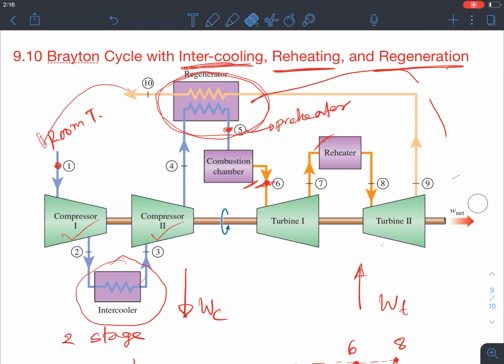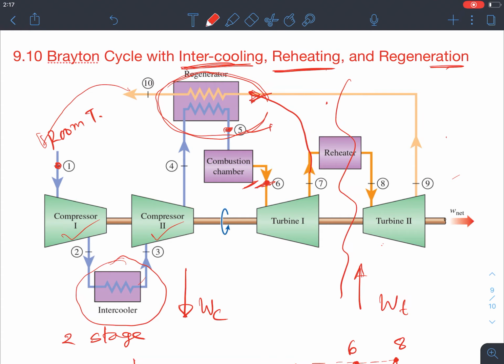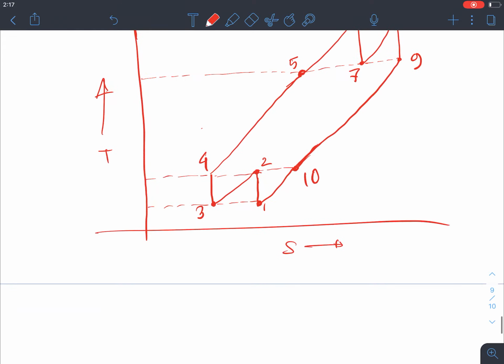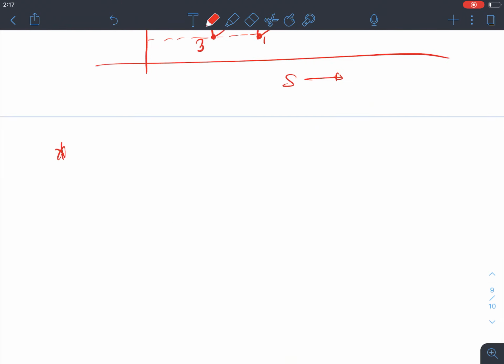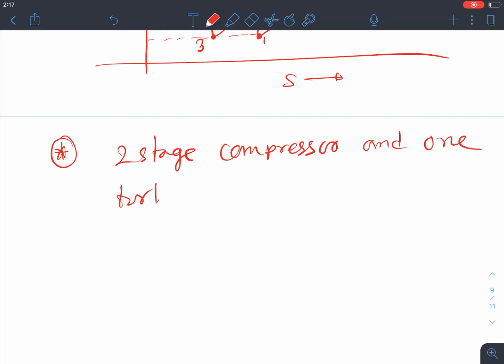modified cycle. Now if I ask you in the exam or in the quiz that we don't have 2 turbines, okay, we have only 1 turbine, however we have 2 compressors, right? For example, we don't have the reheater here, it's just going directly here, right? However, we have 2 stage compressor and 1 stage turbine. Then what would be the TS diagram, right? So let me write 2 stage compressor and 1 turbine.